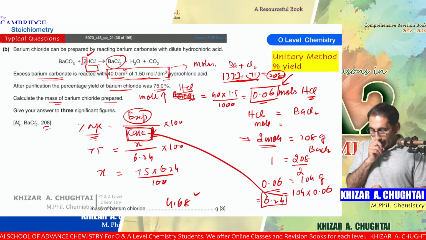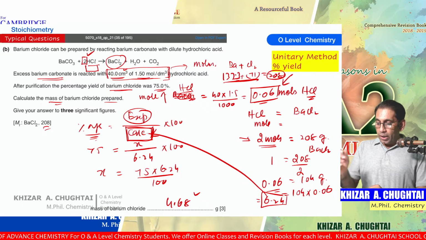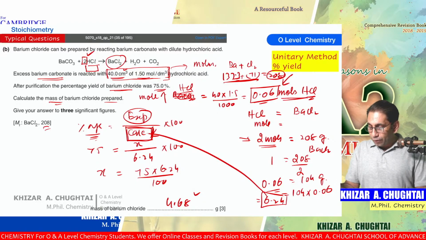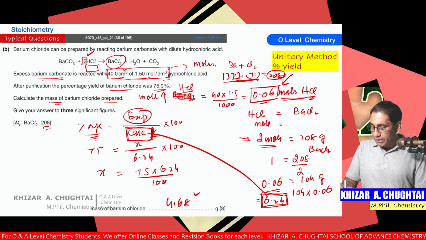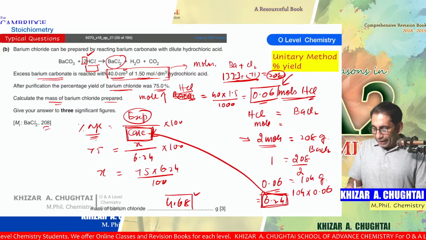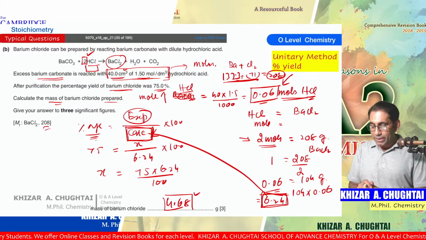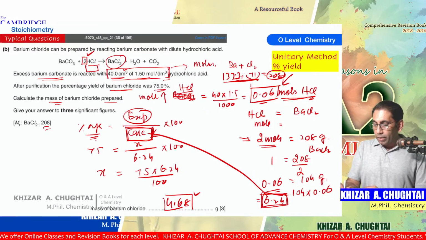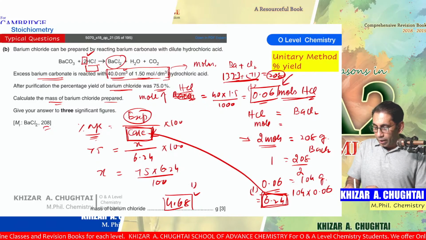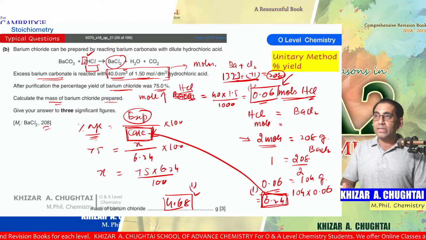So that was the 3-mark question. You will find the mole of HCl first of all, then you will find this answer 6.24, and the final answer. These are the basic divisions of the marks. 1 mark over here, 1 mark over here, and 1 mark over here. Now I'll come towards the next one.